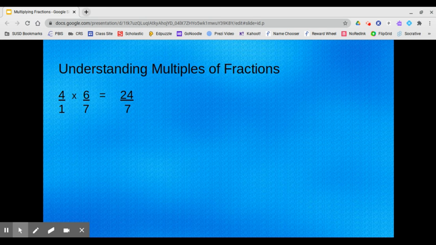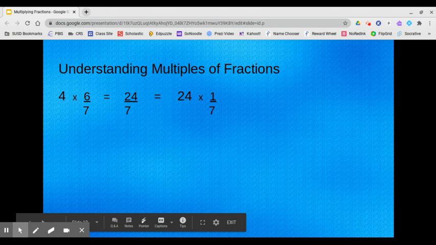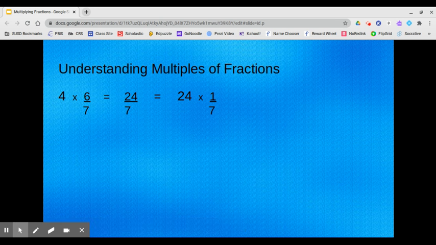Now, how does this relate back to those unit fractions we were just talking about? Well, if we know 24 over 7 can be broken down into repeated addition with 1 over 7 plus 1 over 7 plus 1 over 7, 24 times, we can say that this is also just 24 times 1 over 7. So all of these multiples of fractions can also be written as repeated addition and as multiples of unit fractions. And again, when we multiply across, you multiply across the numerators and you multiply across the denominators. There's no switching over.